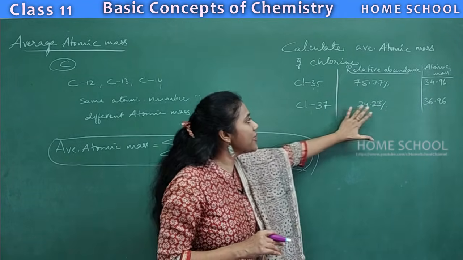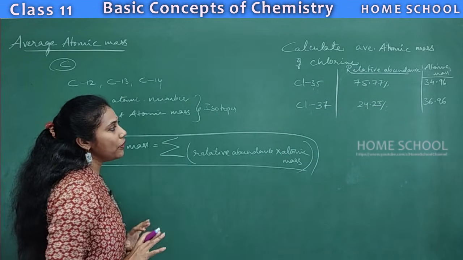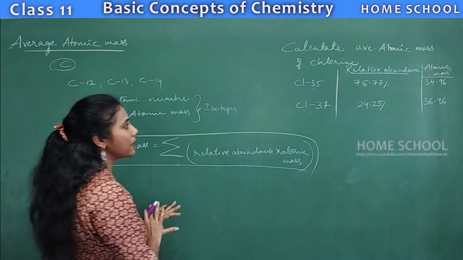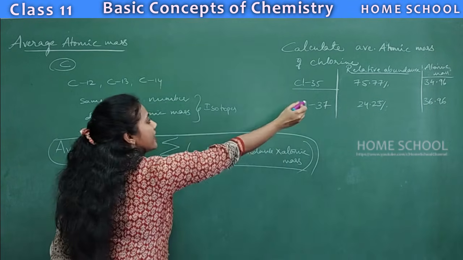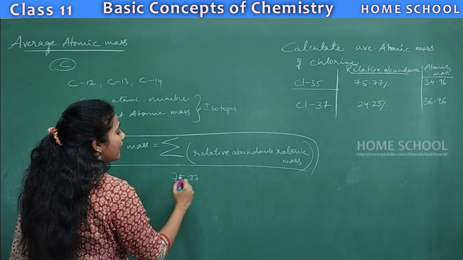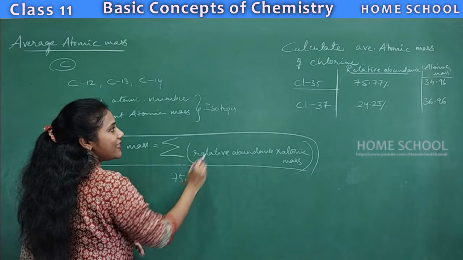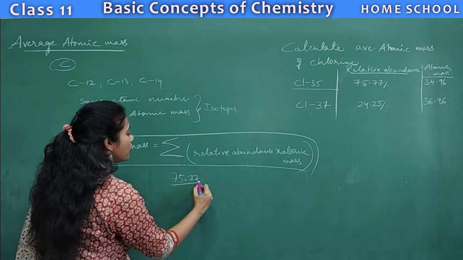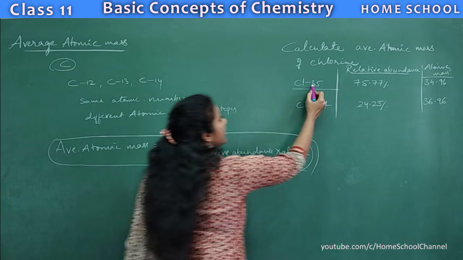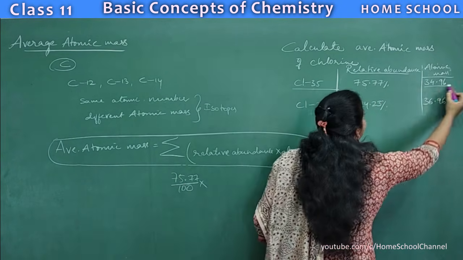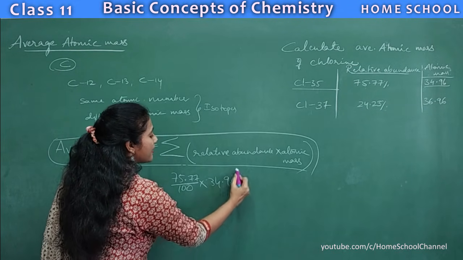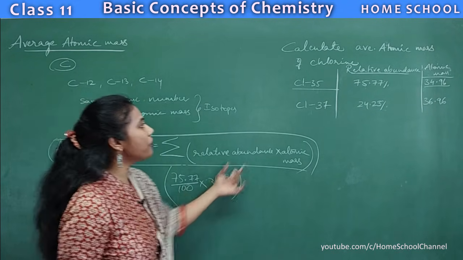Now I will use this given information with the help of the formula. It is the summation of relative abundance into atomic mass. Take the first isotope. What is its relative abundance? 75.77, and it is given in percentage, so remove that percentage. 75.77 divided by 100, into this isotope's atomic mass, which is 34.96. So multiply with 34.96. This is the information of one isotope.